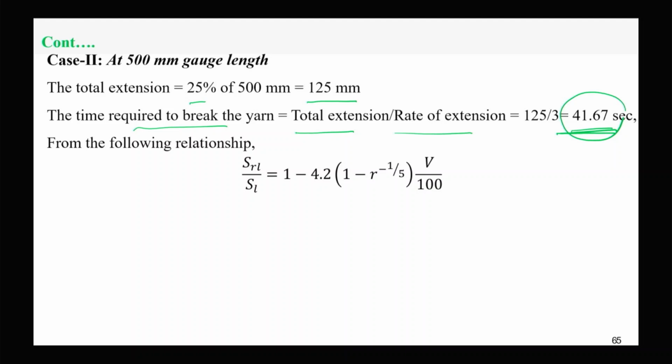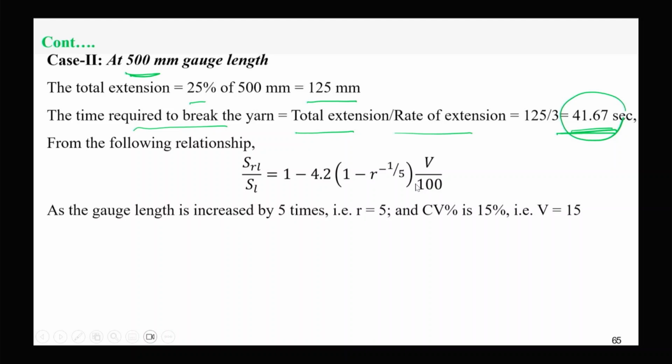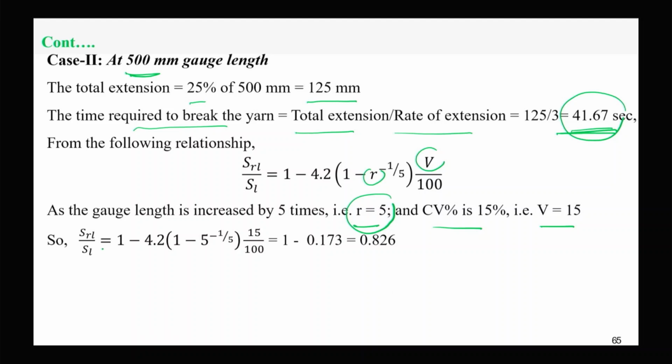Now we have to calculate the breaking load at gauge length 500. Initially the gauge length was 100 millimeter, so R equals 5. CV percent is given as 15, so V is 15. If we replace these values in the equation, we get SRL by SL, meaning at 500 millimeter gauge length the breaking load will be 0.826 times the breaking load at 100 millimeter gauge length. That is, it will be reduced.